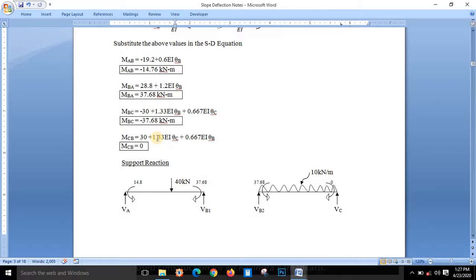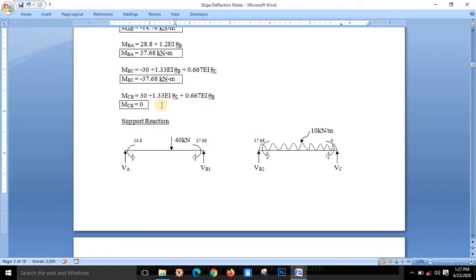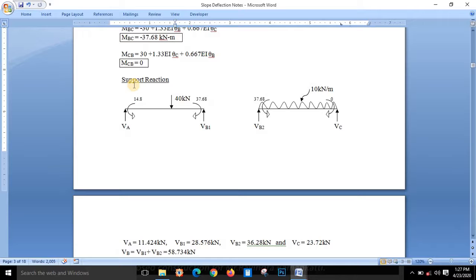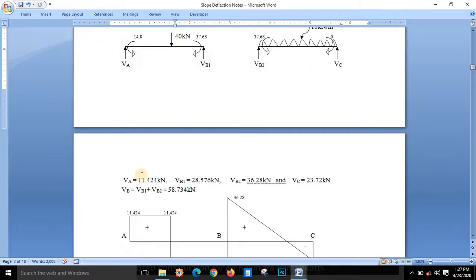After getting the final moments, how to calculate shear force and bending moment we have discussed previously while solving the problem on moment distribution, in detail. So you can go through that video to understand how to calculate the shear force, the bending moment, and how to draw the elastic curve. I will just brief it. I need to calculate the support reactions. This is VA and this is VB1, and here also VB2 and VC. I have calculated the support reactions like this.